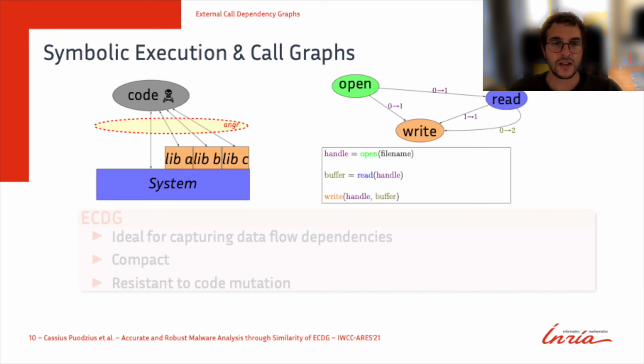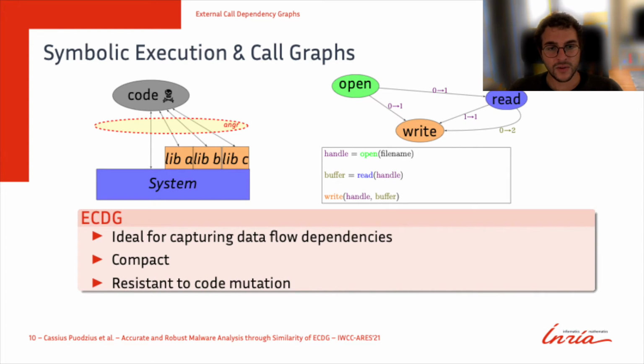For instance, we see on the right-hand side 3 calls: open, read, and write. We can see that the open function returns a handle that is passed to the read function and later to the write function. The read function returns a buffer that is passed to the write function. All these variables are connecting these functions together, and we draw them as edges in our graph. Hence the name dependency graphs.